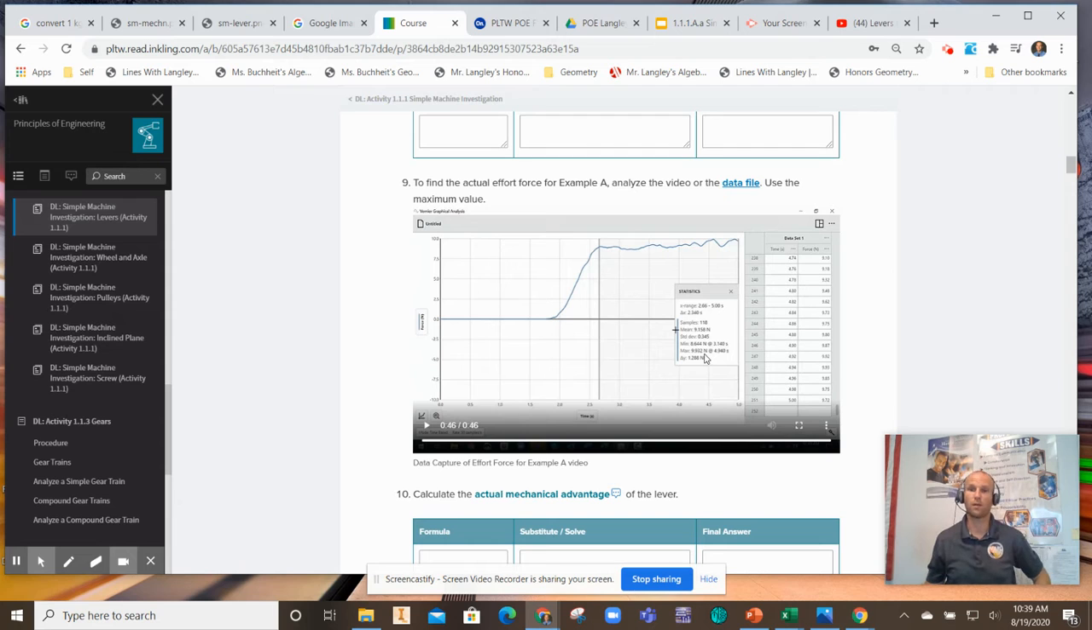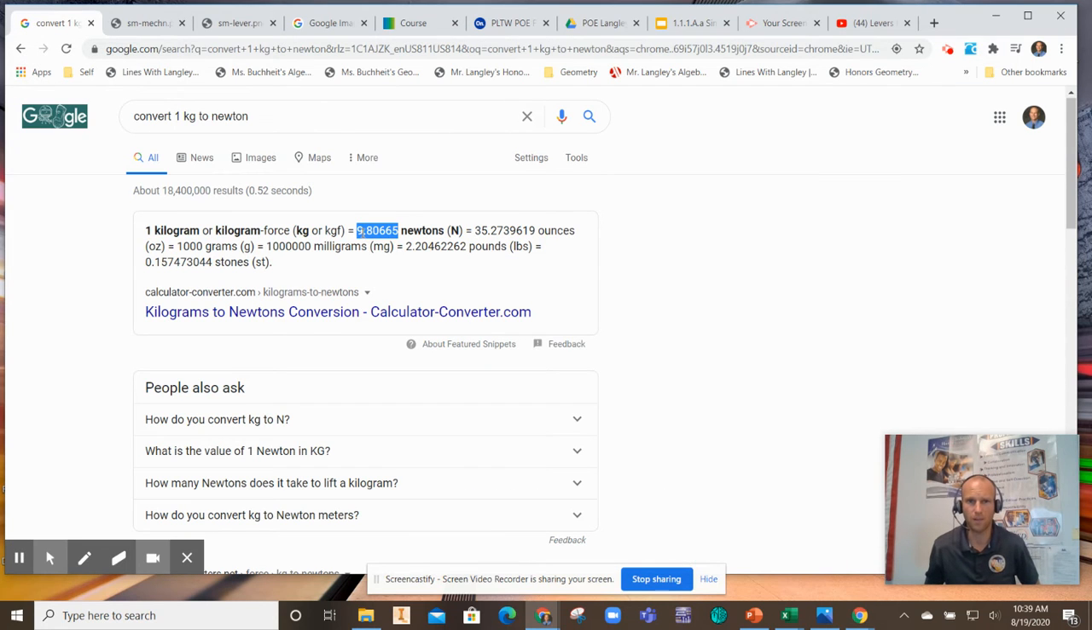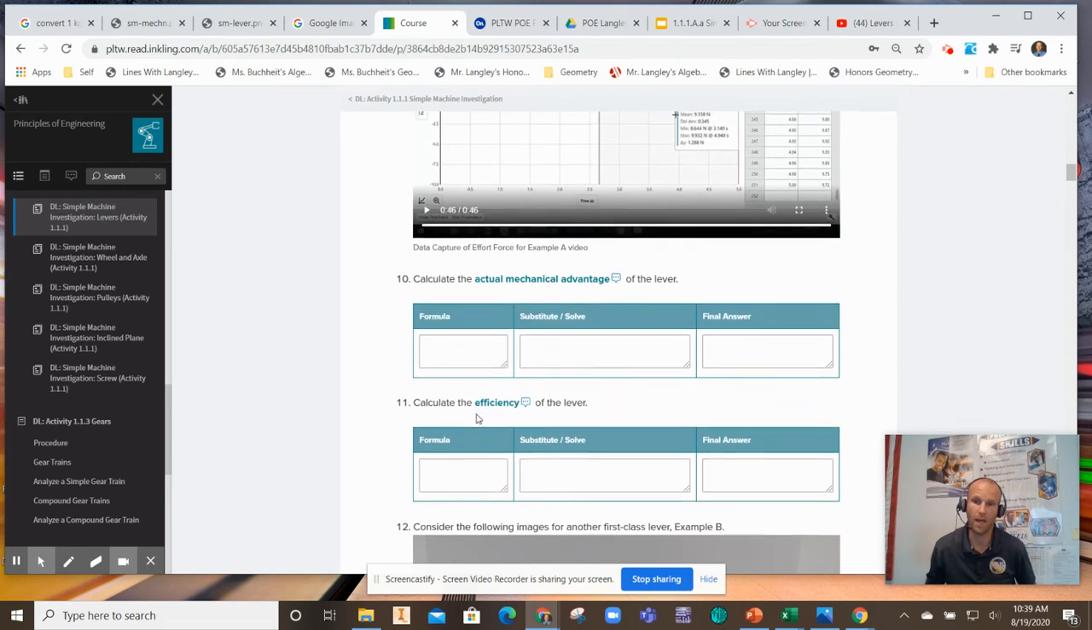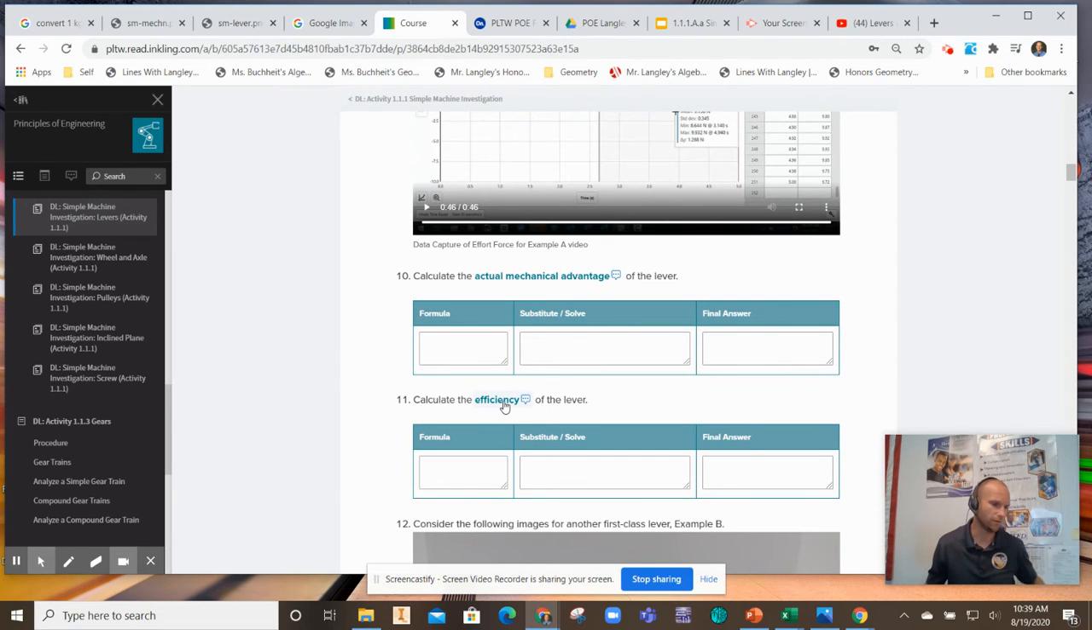So now we have that 1 kilogram force of the resistance that we have to convert to newtons. Please just Google search that. You should end up with 9.80665, and I'm going to use those entire digits just to get a more accurate answer at the end. So that's the number that you're going to use for 1 kilogram in terms of newtons. To calculate the actual mechanical advantage, then you're going to calculate efficiency. So if you want, you can pause the video now before I show you my answers, and you can work it out.